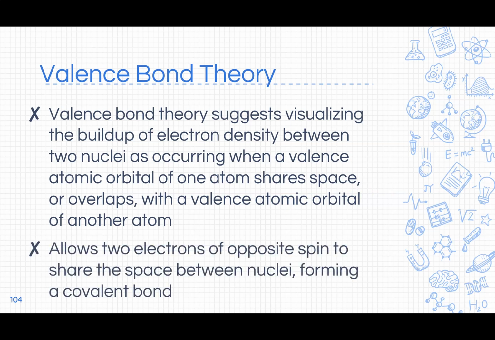It allows 2 electrons of opposite spin, that means 1 up arrow, 1 down arrow, to share the space between the nuclei, and that's why a covalent bond would form. So instead of just saying covalent bonds form because when atoms share electrons, they all get to feel like they have 8 or achieve that noble gas-like configuration, the valence bond theory says that if orbitals of different atoms overlap, then electrons that spin in opposite directions can share the same space, and that's why a covalent bond forms.